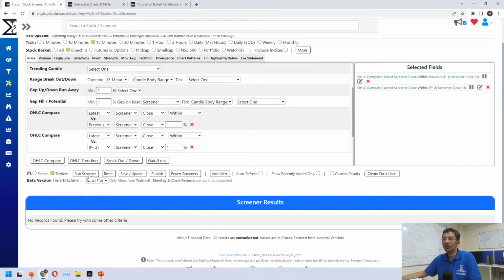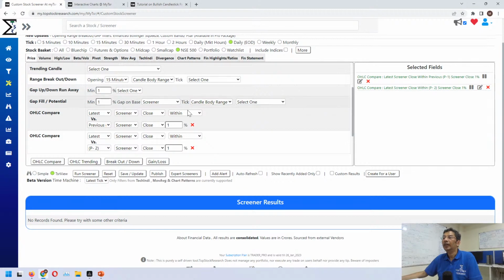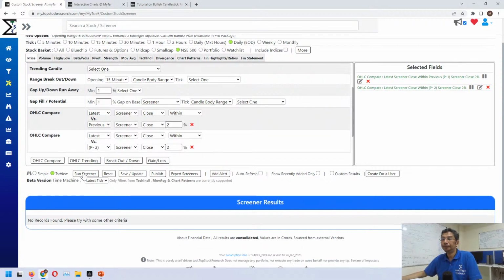So let's see these stocks. Okay, nothing in 15 minutes. Okay, 1% is too big. Let's put 0.5 or maybe 2. Let's put it 2. Let's see if we get anything.